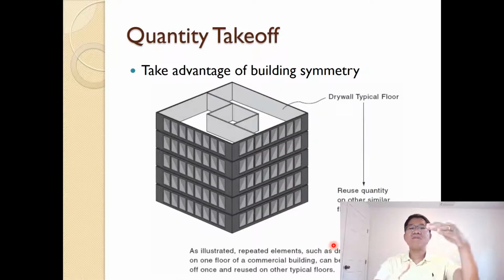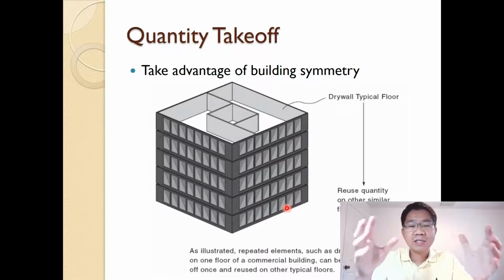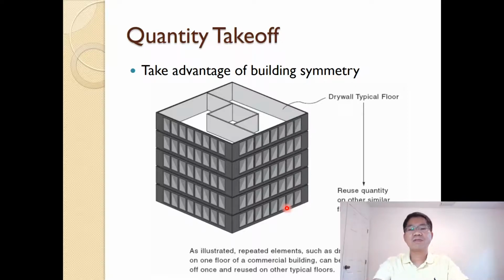If you have a multi-floor building like a home, and it repeats the same, for example the triangle here for one typical floor, and you have 1, 2, 3, 4, 5 floors, then you can reuse the same number that you did for the one typical floor and multiply for all the other 4 floors, so that you get the quantity for the triangle for all 5 floors.